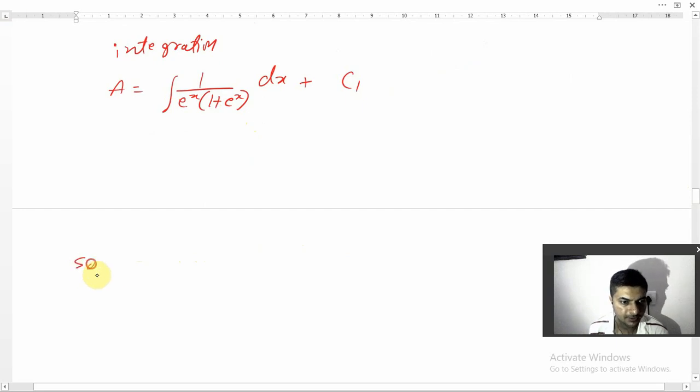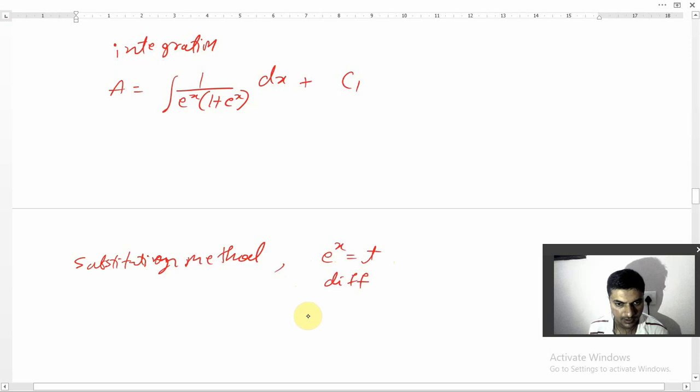In this substitution method, I just substitute the value here, e raised to x is equal to t. Differentiate this, I just get e raised to x dx is equal to dt. Is it clear? Okay, these two values I am going to substitute, but here I don't have e raised to x, so I'll just take this as dx is dt upon e raised to x, but e raised to x I have taken t, so dt upon t.